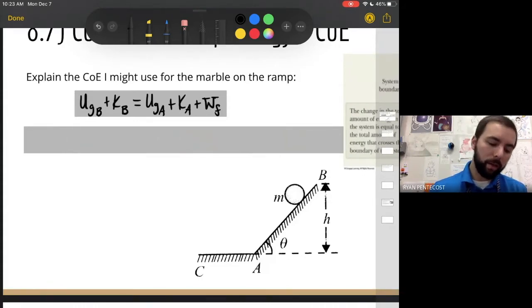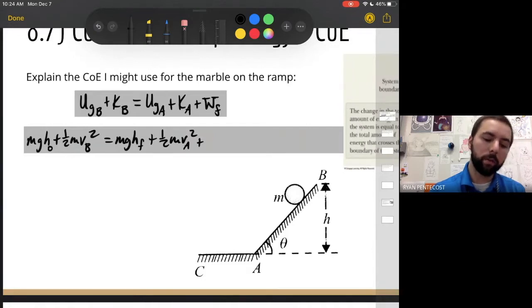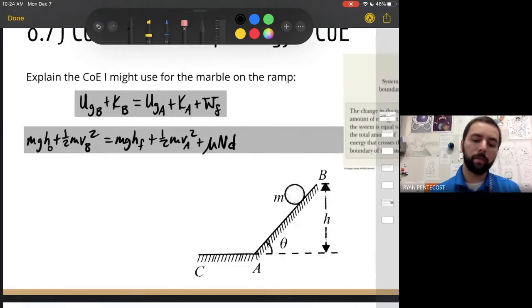Now, if we want to expand that, right, we have our mgh plus 1/2 mvb squared equals mgh final, let's say that's h naught, plus 1/2 mva squared plus the work done by friction, which is mu nd. Now, the normal force, since this is a constant path right here that we have, and it's at a constant angle theta, we'd be able to find the normal force just by doing the usual free body diagram information. But if it's a curvy path, that's going to be really complicated.